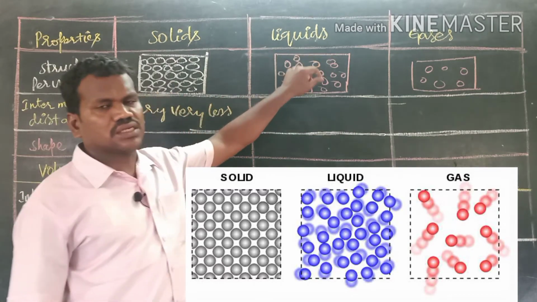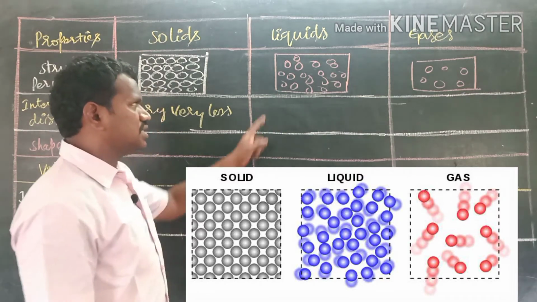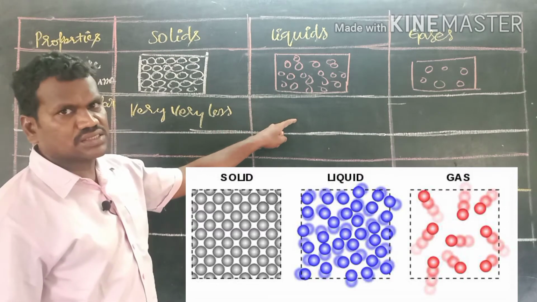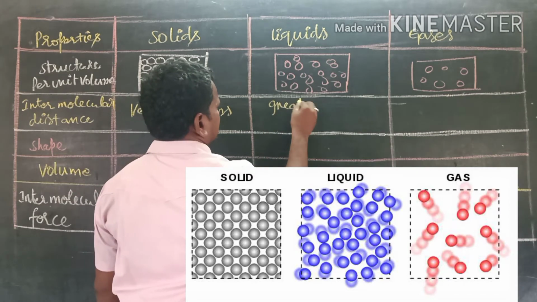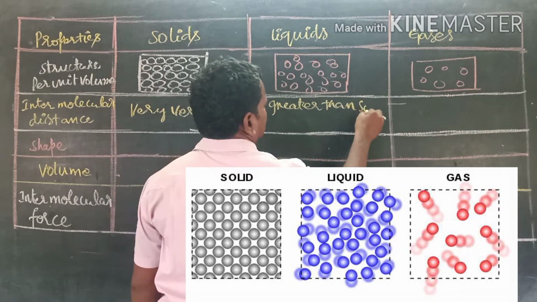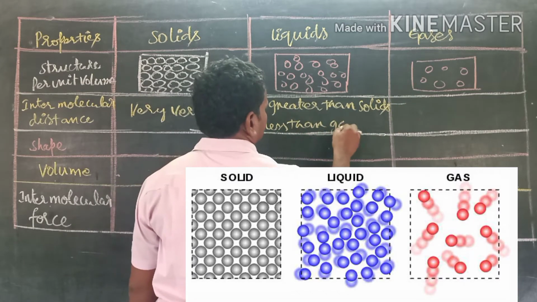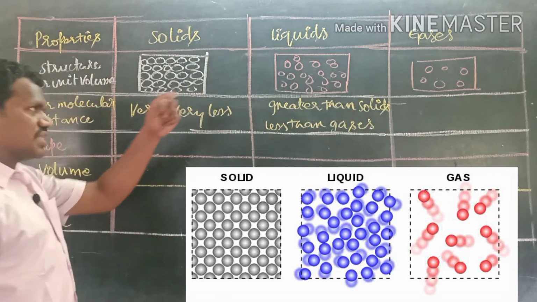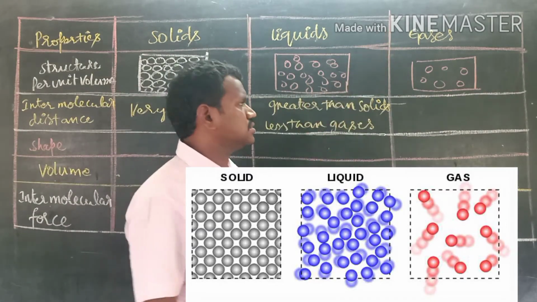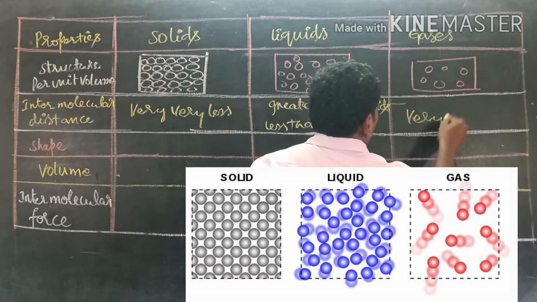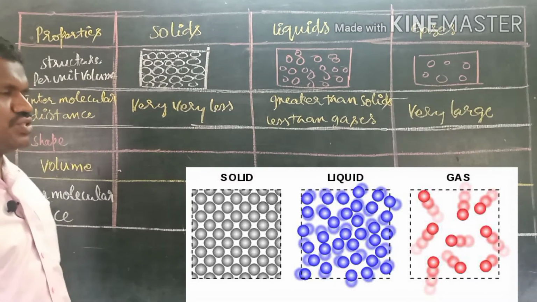In liquids, the particles are a little bit loosely packed. This means intermolecular distance is greater than solids but less than gases. Now come to the gases. What about intermolecular distance in the case of gases? Intermolecular distance is very large.